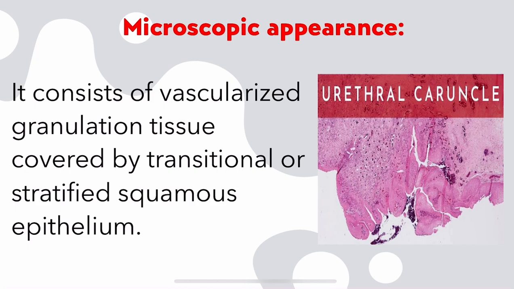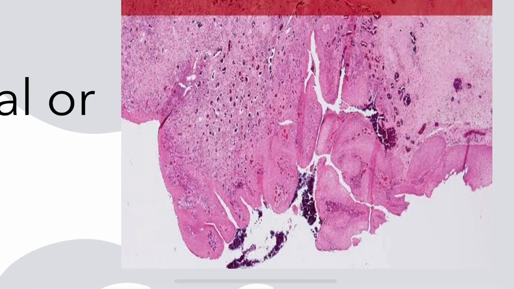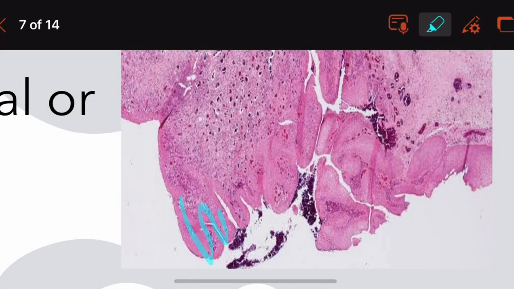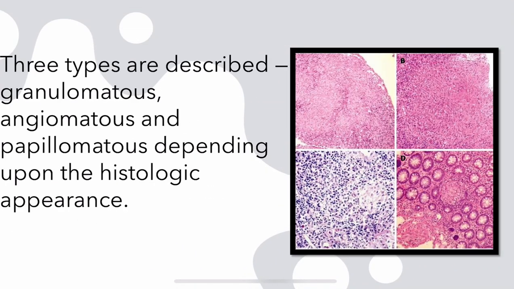Microscopic appearance. It consists of vascularized granulation tissue, and this vascularized granulation tissue will be covered by transitional or stratified squamous epithelium. You can see the granulation tissue covered with the stratified squamous epithelium. Three types are described depending upon the histological appearance: granulomatous caruncle, angiomatous, and papillomatous.